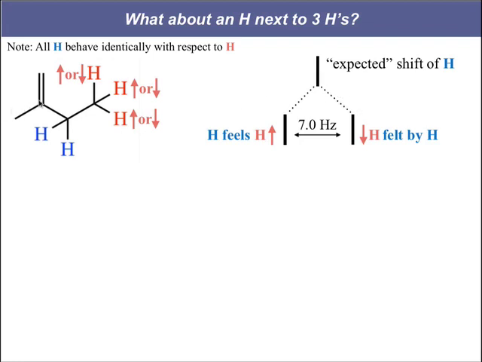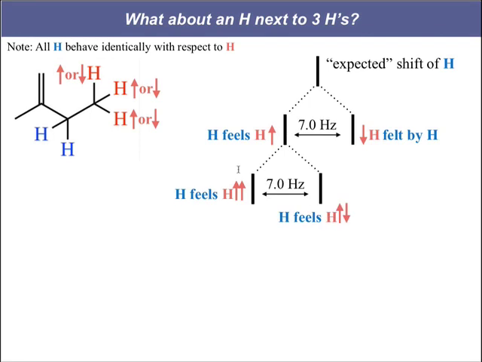That's the effect of one neighbor. Now, let's add in the effect of another neighbor. We can have up, up, which is going to doubly reinforce. We can have up, down, so up and then down, which is going to take us downfield and then upfield and put us back exactly where we would have started.